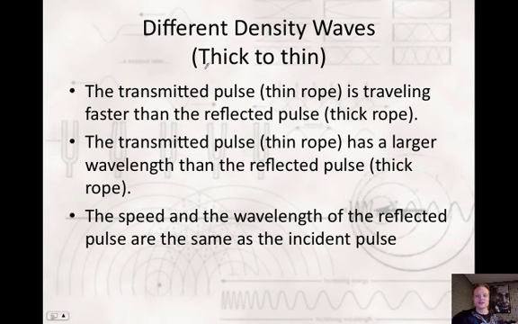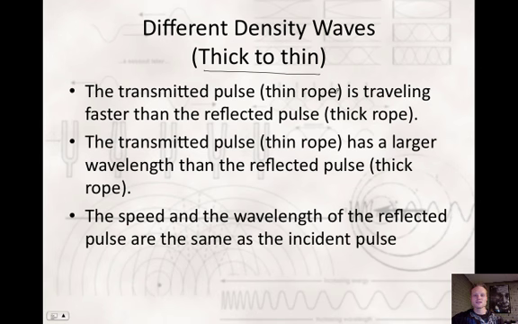A few more things about thick to thin ropes. The transmitted pulse in the thin rope is traveling faster than the reflected pulse in the thick rope. And this kind of makes sense. If you remember, wave speed is dependent upon the medium in which it travels through. So a thin rope is going to let the wave travel faster than, say, a thick rope would. The transmitted pulse, which is what's in the thin rope, also has a larger wavelength than the reflected pulse, which is in the thick rope. The speed and wavelength of the reflected pulse are the same as the incident pulse.